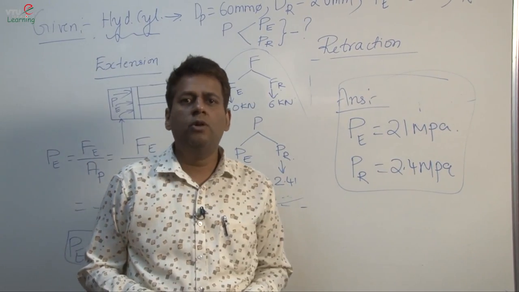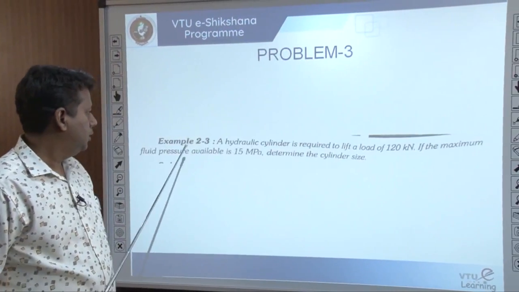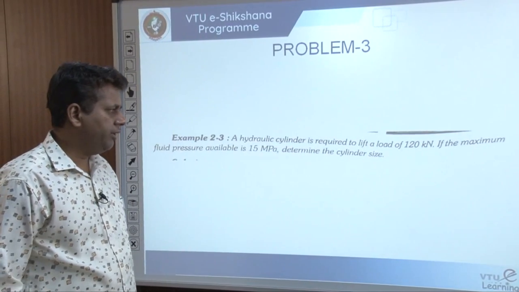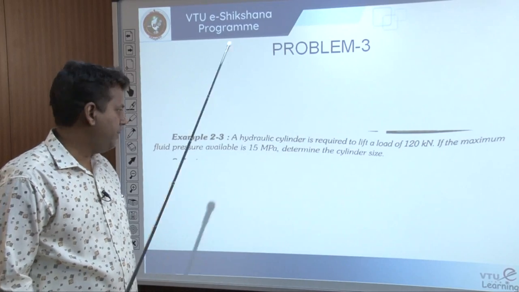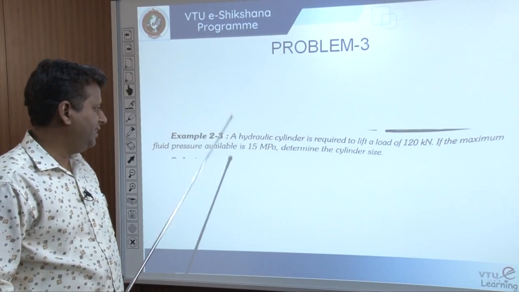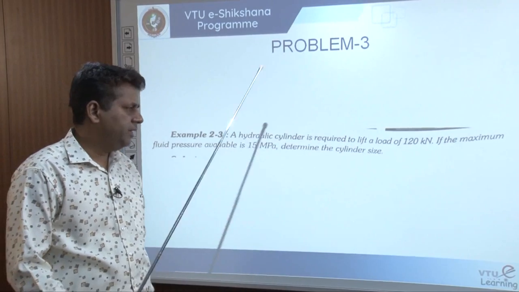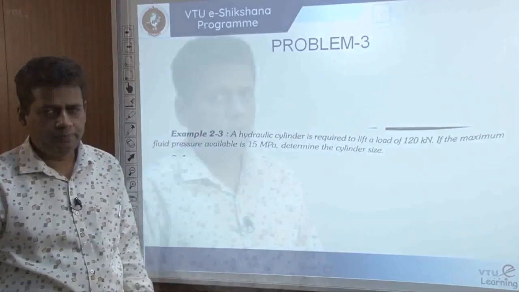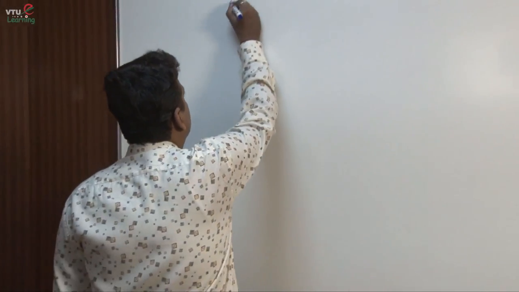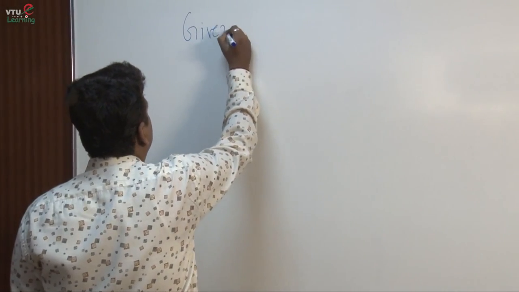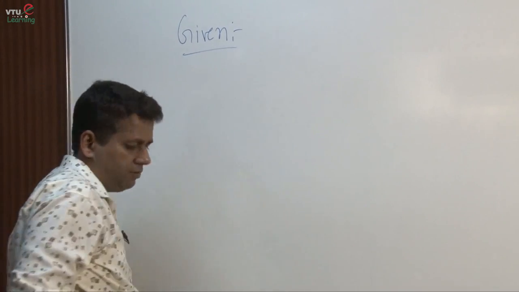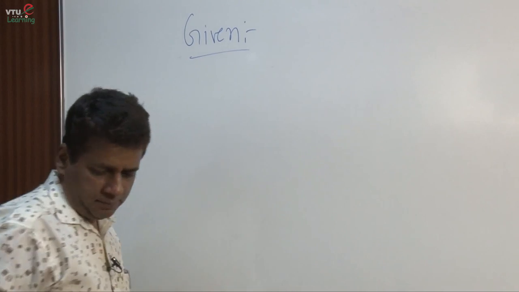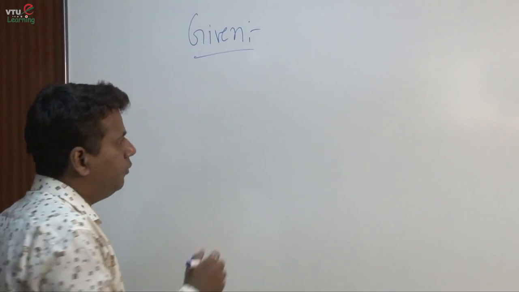So let us solve one more problem. A hydraulic cylinder is required to lift a load of 120 kilonewton. If the maximum fluid pressure available is 15 megapascal, determine the cylinder size, right? Let us solve this problem on the board. Okay, the given information you have to record. The given information, it says a hydraulic cylinder is required to lift a load of 120 kilonewton.